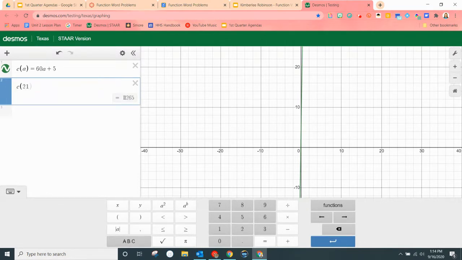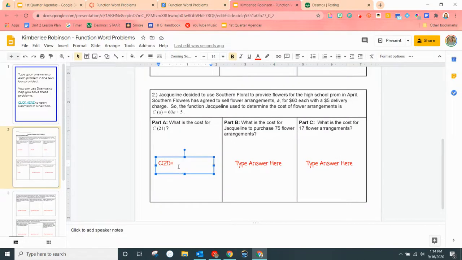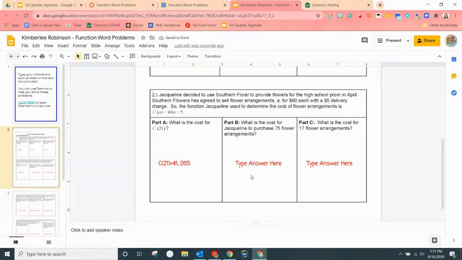Boom. That's a lot of money. $1,265. Woo! Now, notice I didn't use capitals here. I don't know, Desmos has updated. So the reason why I tell you don't use capitals, because look, if you put a capital here and you don't put a capital here, Desmos gets confused. So just always use lowercase and you'll be fine. So $1,265. Lots of money. Flowers are expensive, actually.